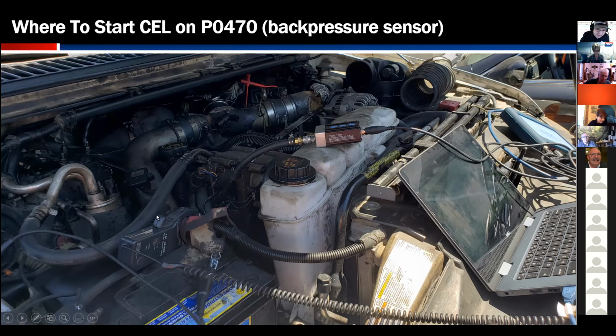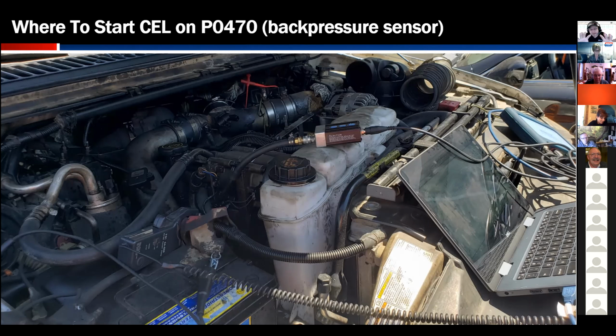And if you said, Adam, you're going to do a cranking relative compression test, you'd be obviously right. I'm going to start with a cranking relative compression test. After all, you cannot expect an engine that has back pressure controls in the exhaust to be able to produce enough back pressure if it has cylinder issues. It only makes sense to me.